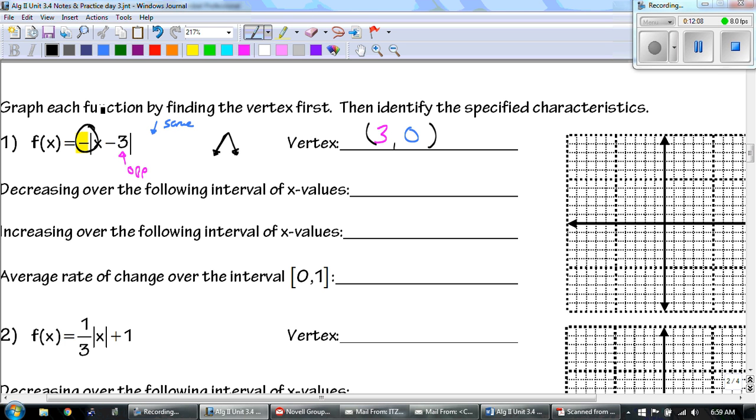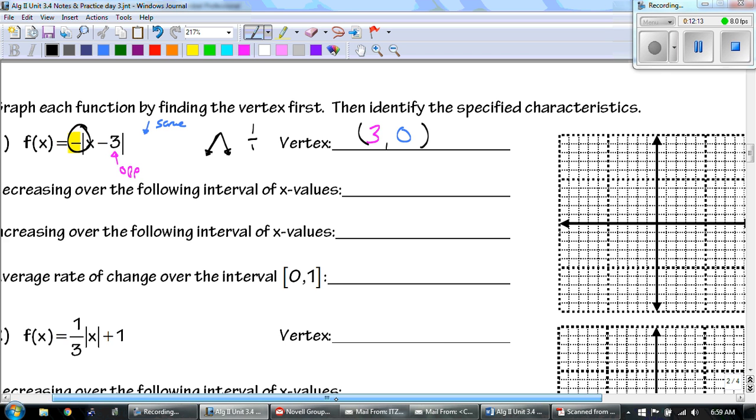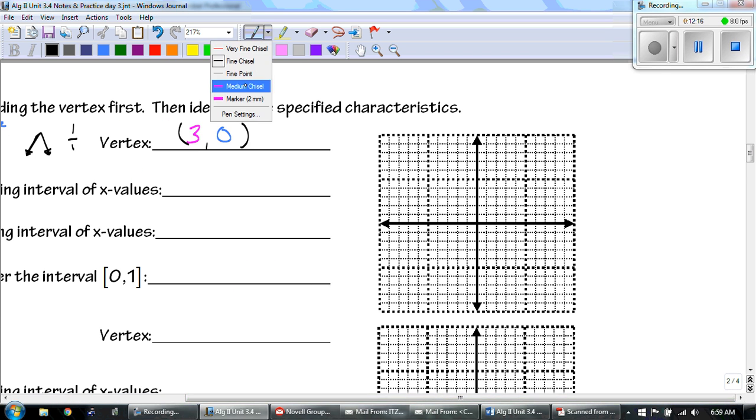There's no number out front, so that's just going to be 1 over 1. So at 3, 0 is where I start our graph, and I'm going down 1 over 1, down 1 over 1. And then I'm going to use my straight edge to graph it. I'm taking it out of my desk right now. So there we go. Making sure this is nice and straight.